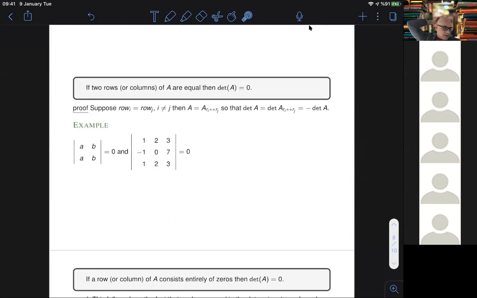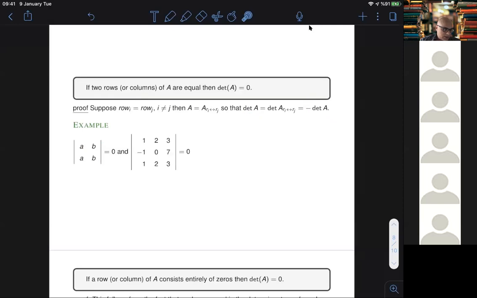Okay, and the next thing is if two rows are equal, then the determinant is automatically 0. I mean, if two rows or two columns are equal, then the determinant is automatically 0. So the proof can be done using the previous thing, because we have seen that if I swap rows, the determinant must change sign. But if two rows are equal, then if I swap them, I get the same determinant, but on the other hand, I will get a determinant with a negative sign. So this is a number and this is its negative. So a number equals its negative means that number must be 0.